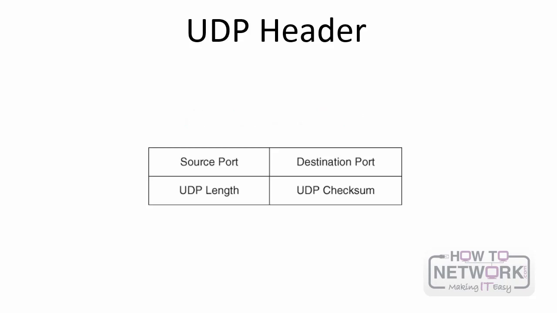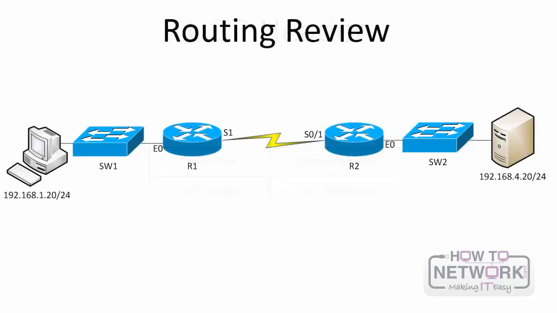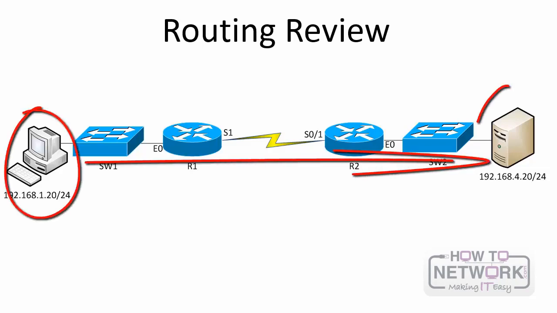Now that you have a good understanding of the individual headers in the TCP/IP stack, Cisco wants you to understand how this traffic actually traverses the network. So let's go ahead and use this basic example. We have a PC that wants to send data over to a server.